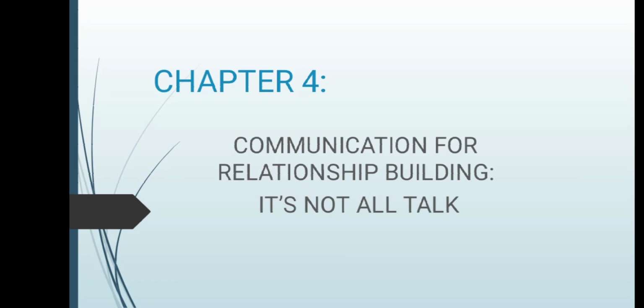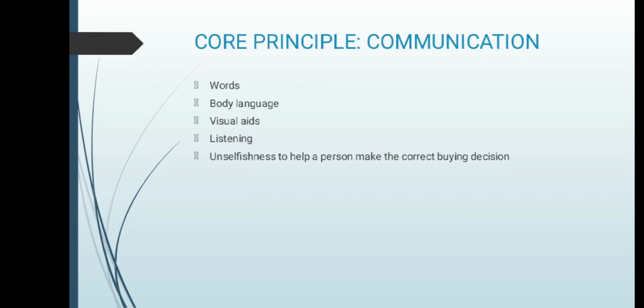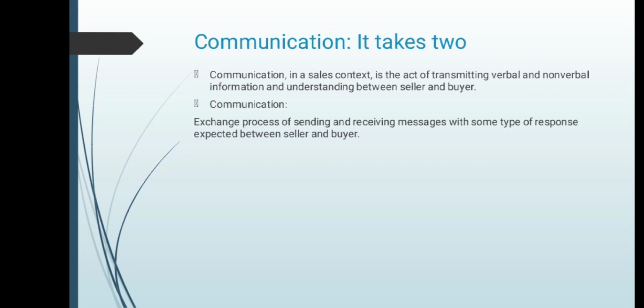Which is about communication for relationship building. The core principle of communication has five parts: the first one is words, second body language, third visual acts, fourth listening, and the last one is unselfishness, to help a person make the correct buying decision. Communication takes two parts.